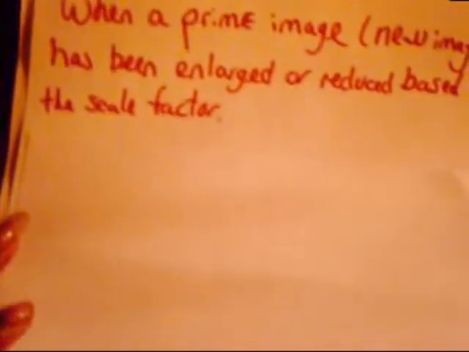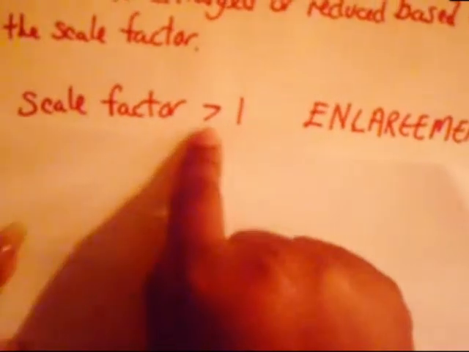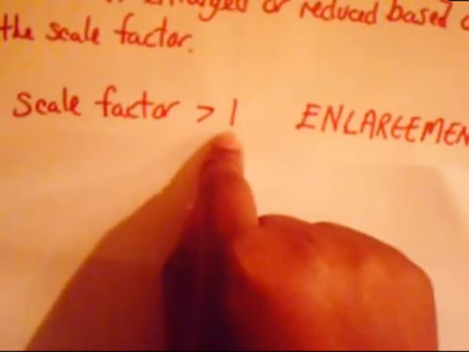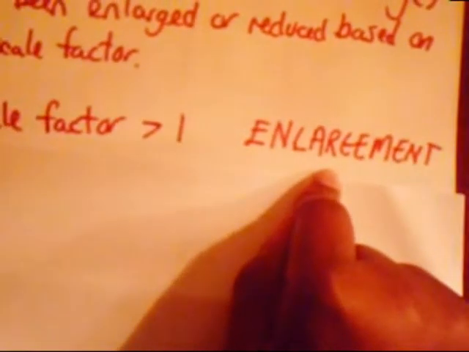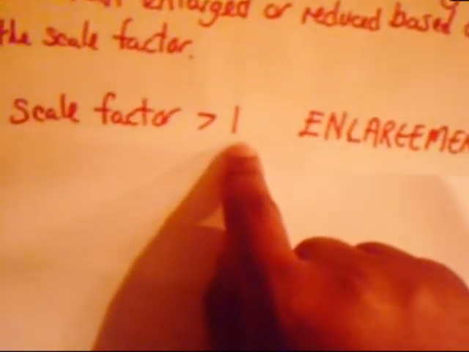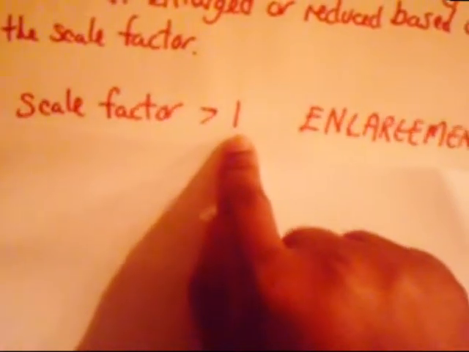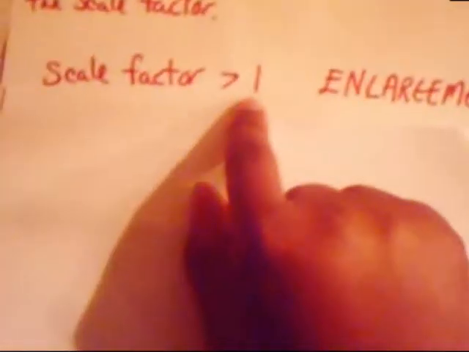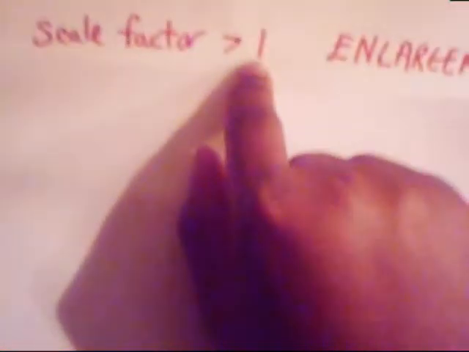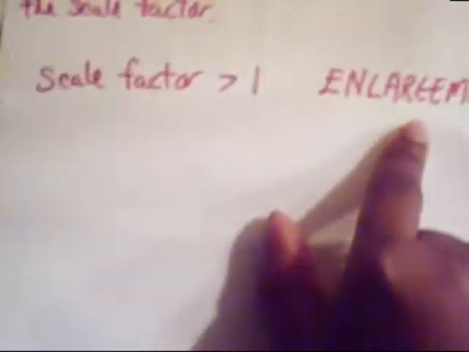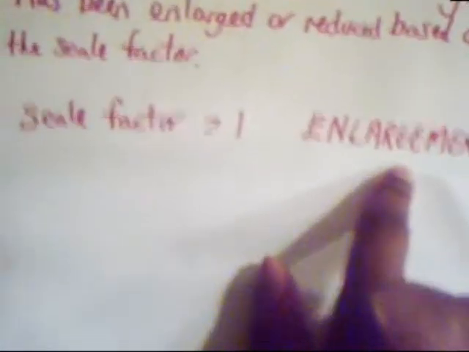So guys, let's talk about the two types of scale factors you're going to come across. If your scale factor is greater than 1, your new image or your prime image is going to be an enlargement. So guys, I want you to think about all the kinds of numbers that are bigger than 1: 2, 10 fifths, 7, 9, all of those numbers. If your scale factor is greater than 1, your new image is going to be bigger than your pre-image.